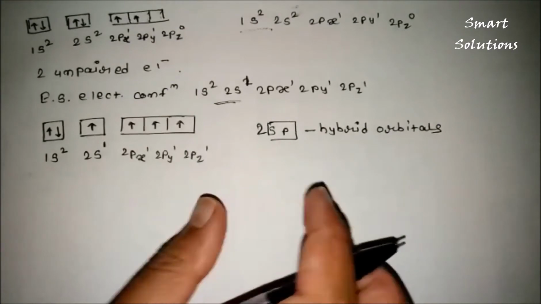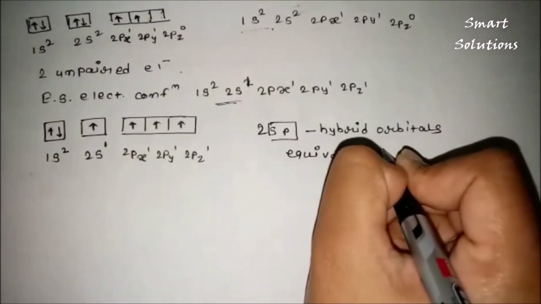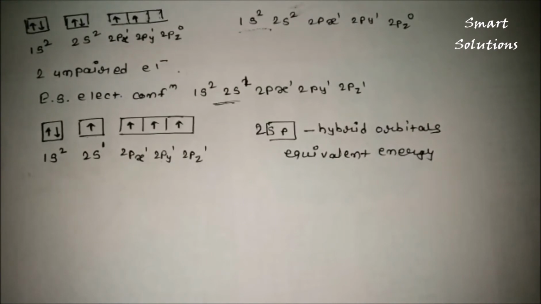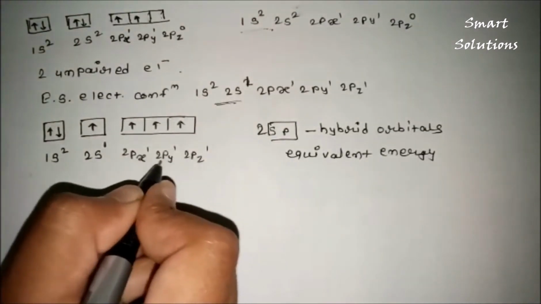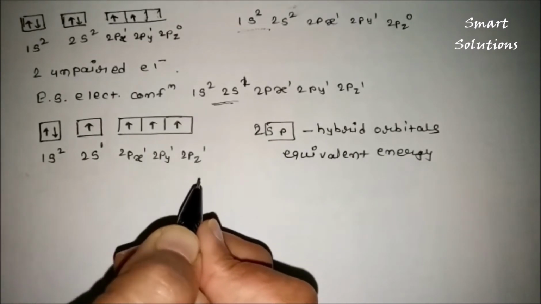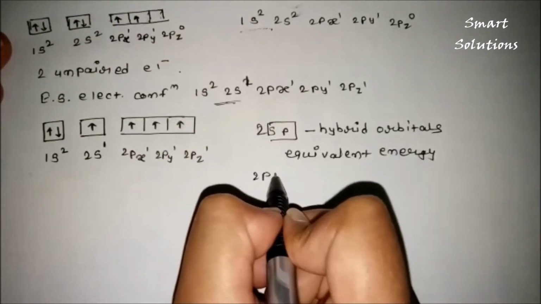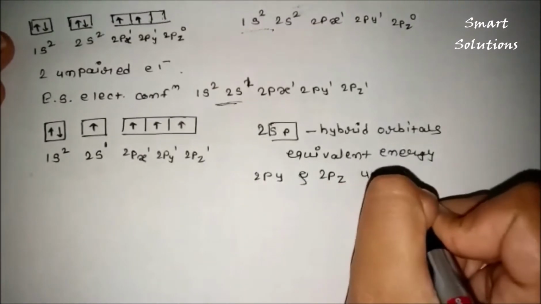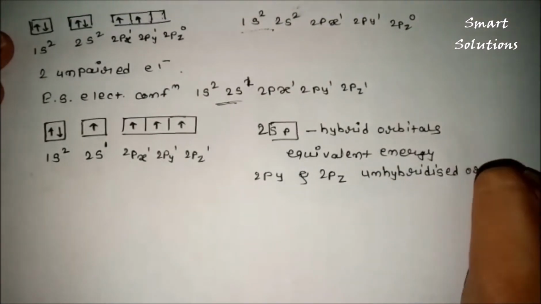of equivalent energy. They have equivalent energy. And the unhybridized 2py and 2pz orbitals of the carbon atom remain at right angles to the hybrid orbitals. These 2py and 2pz are unhybridized orbitals.